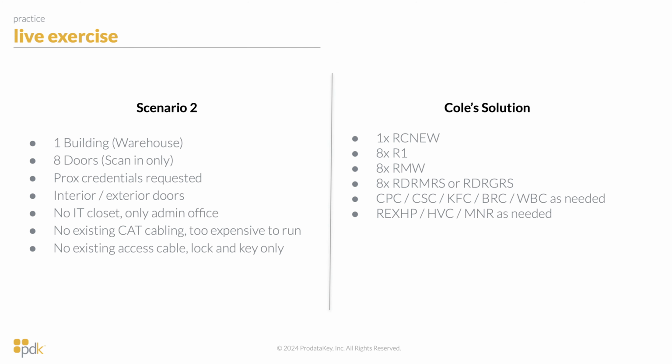So that covers all of your 5 solutions. MNRs might be needed depending on the results of the RTK, the range test kit, I should say. The high voltage converter would maybe be a perfect fit because that will reduce high voltage down to usable low voltage for us above each of those doors where we have the R1 and RMWs. And then the Rex HP may be necessary for egress out of those control doors.